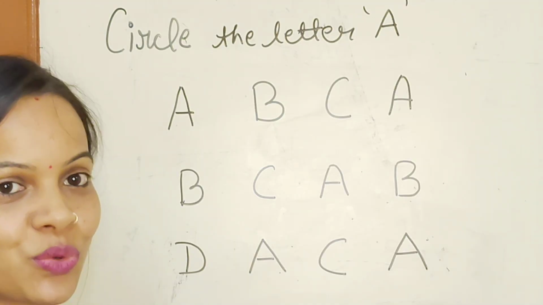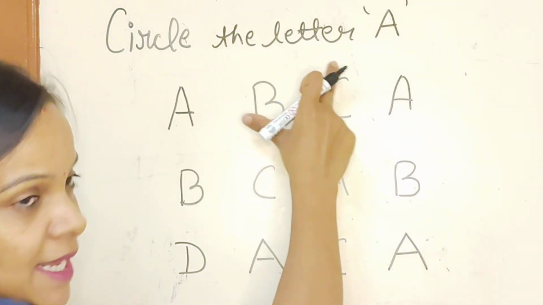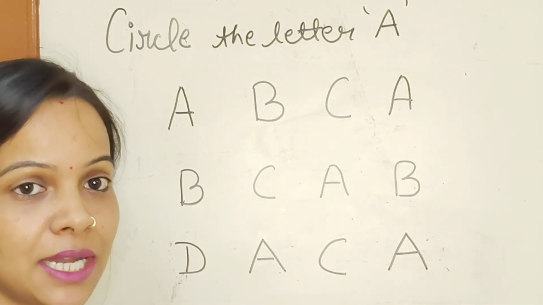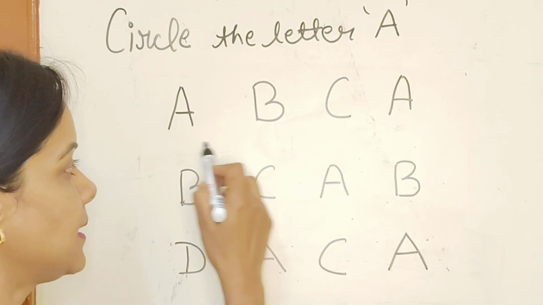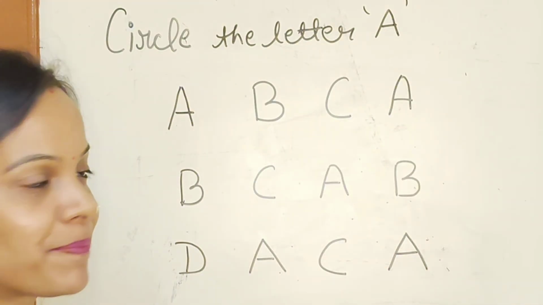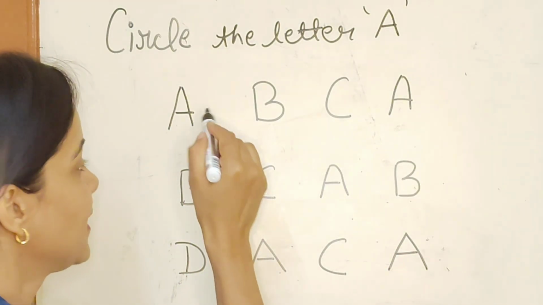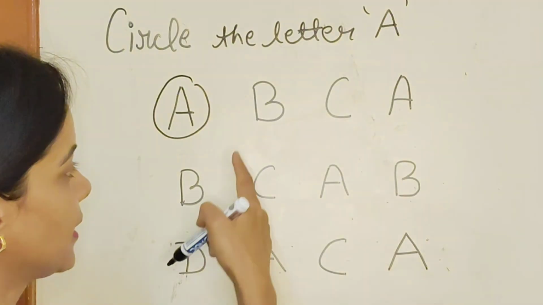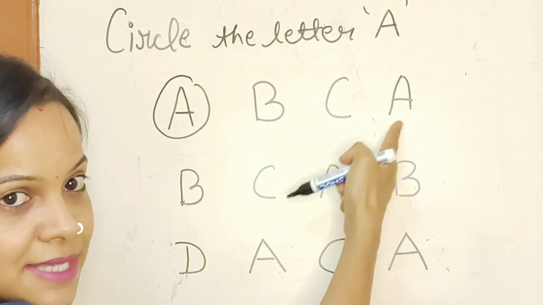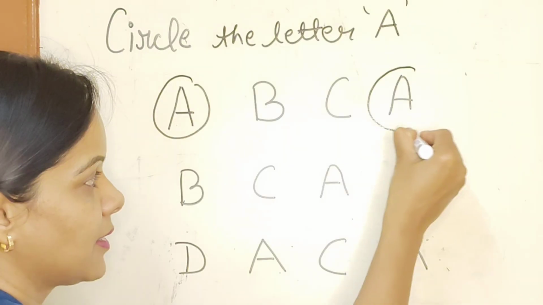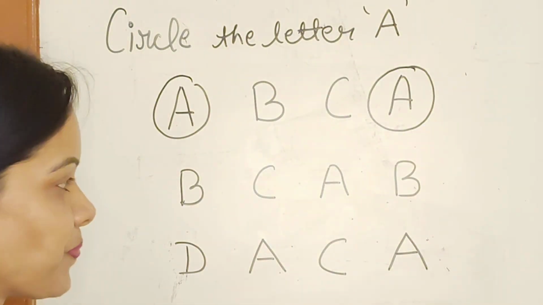So children, the next question is circle the letter A. So we have to circle the letter A. So let's start. In this line, where is A? Yes, here it is. So circle it. In the next, B and C. The next letter is A. So we will circle A.